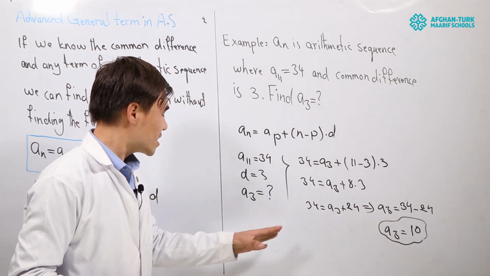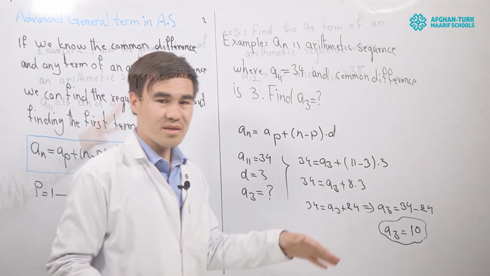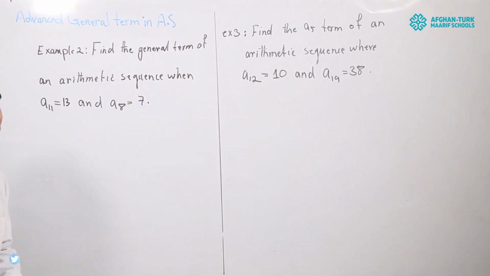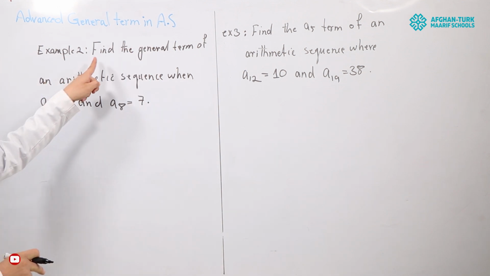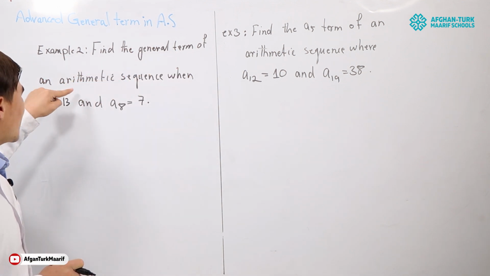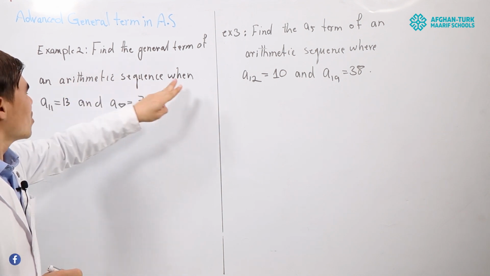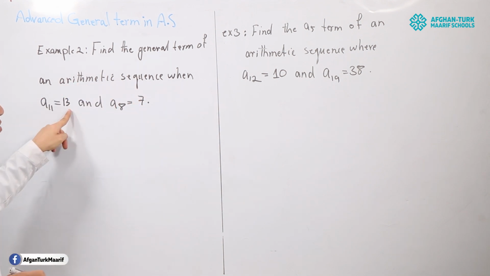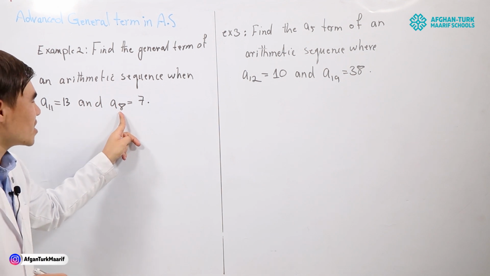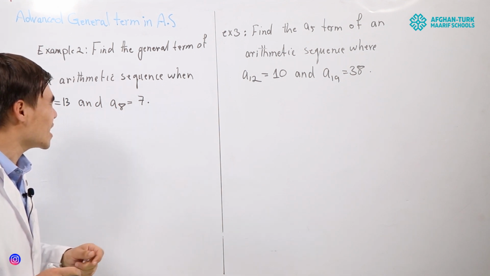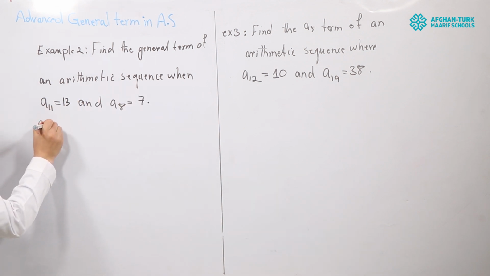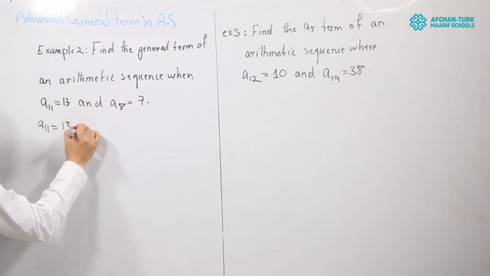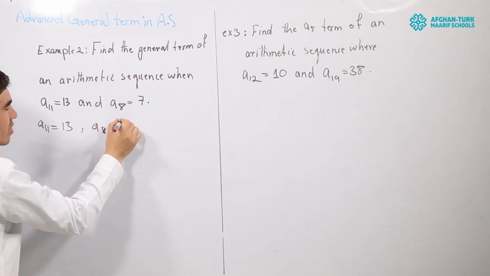Okay, dear students, let's check some other examples of what we have said about the advanced general term of arithmetic sequences. The example says: find the general term of an arithmetic sequence when the 11th term is equal to 13 and the 8th term of the sequence is equal to 7. The 11th term is 13 and the 8th term is 7.